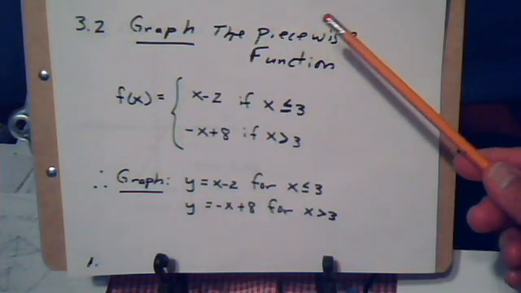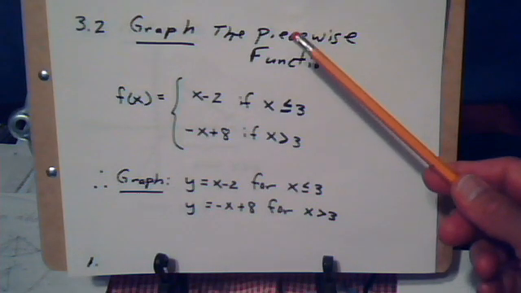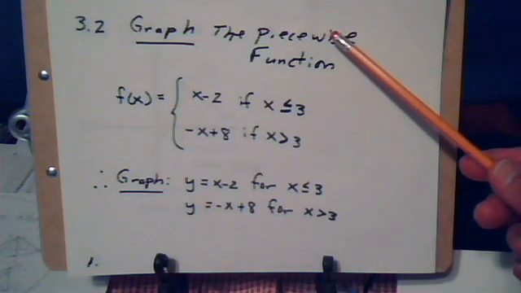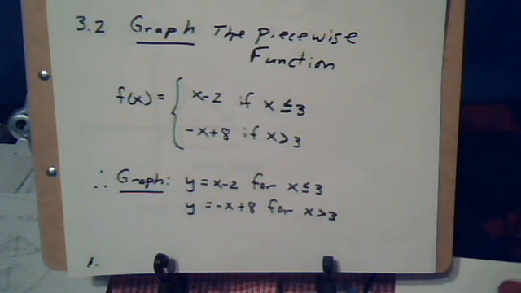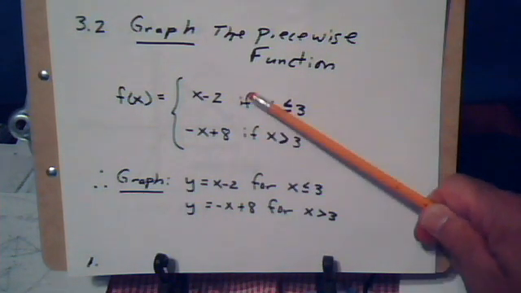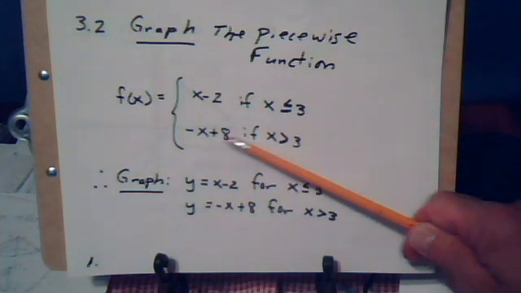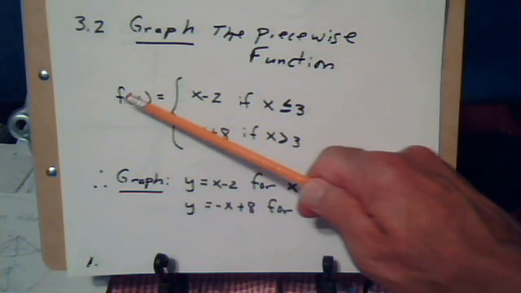Graph the piecewise function. So we're going to graph a piecewise function. The word piecewise means this is pieces. How many pieces can you have? There's no limit. This one has 2 pieces. Notice it has 2 pieces, but it's one equation. This is like your y.